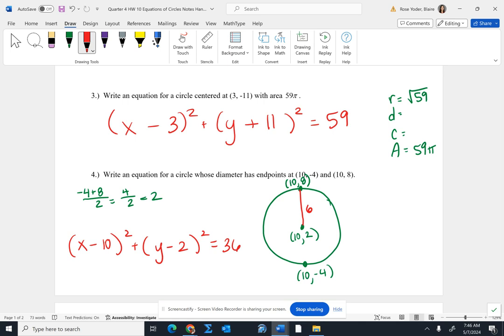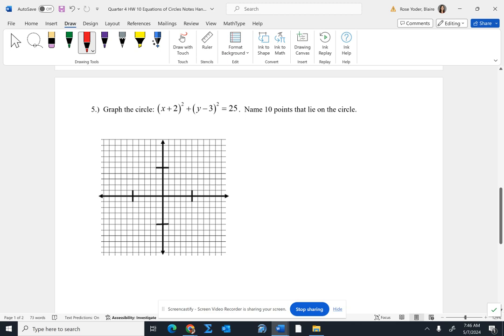All right, let's do one more. We are going to graph a circle. So I gave you an equation so we can really quickly point out what the center and the radius is. Just be careful with your signs. So it's x plus 2 squared, so it's negative 2. y minus 3 squared, so it's positive 3. And then remember that we have to square root the 25. So that gives us 5.